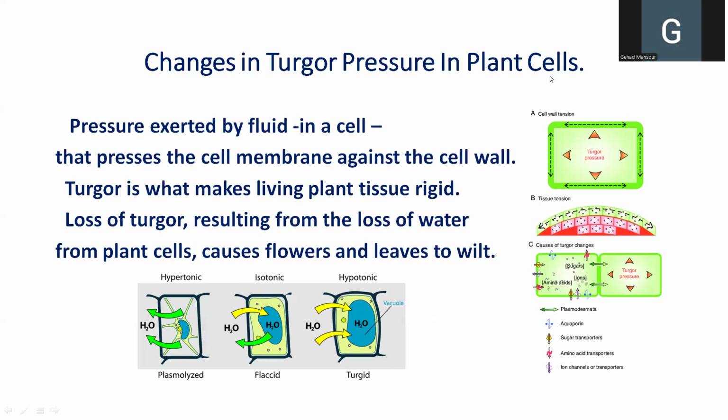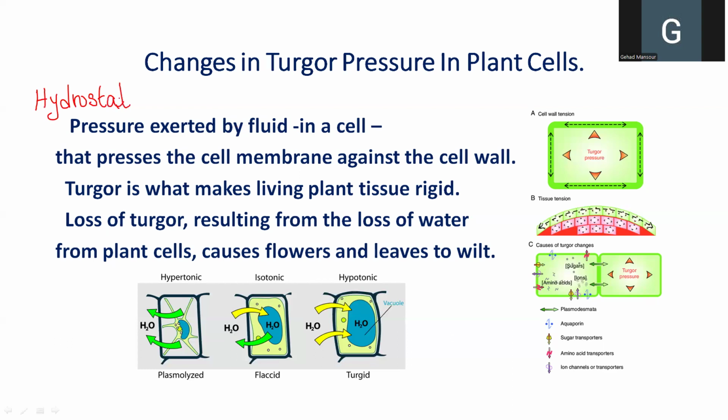Now let's remind ourselves what turgor pressure is. Turgor pressure is the hydrostatic pressure exerted by the fluid of the plant cell, pressing the cell membrane against the cell wall and resulting in turgidity of the plant. If we read the definition carefully, we start with pressure, but actually we should say it is hydrostatic pressure because it is pressure exerted by a fluid.